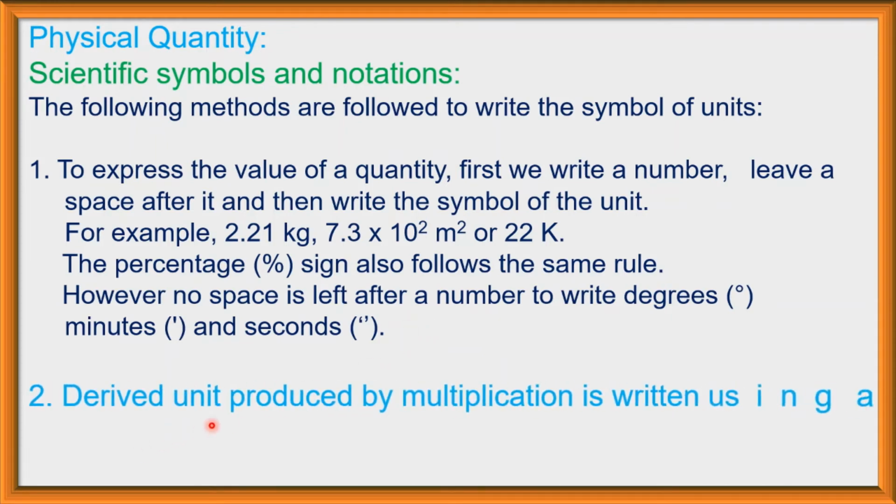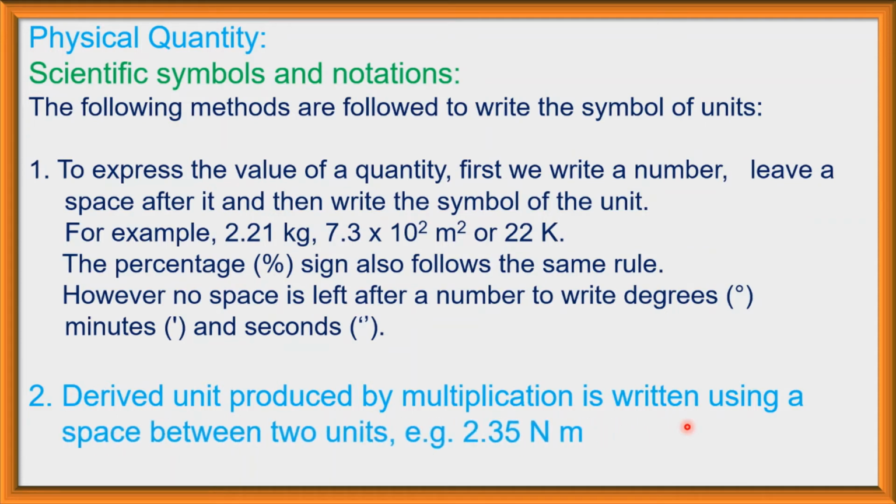2. A derived unit produced by multiplication is written using a space between two units. Example: 2.35 Newton meter. Here this Newton meter is the unit of work. Here the unit of force is Newton, and the unit of distance or displacement is meter. So it is Newton meter: 2.35, space after a number, then Newton, then another unit, so space again, then meter.